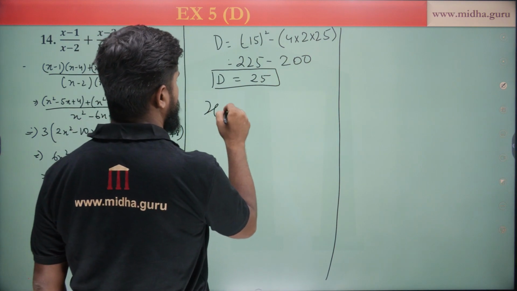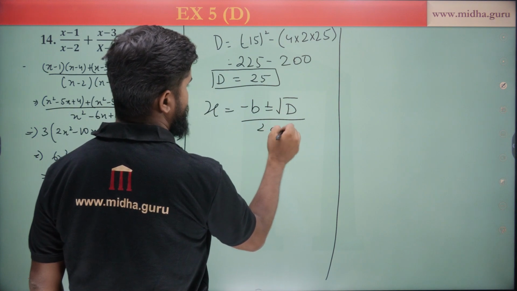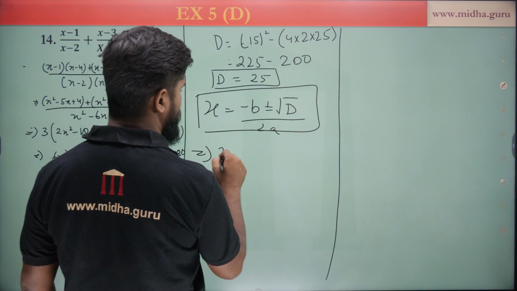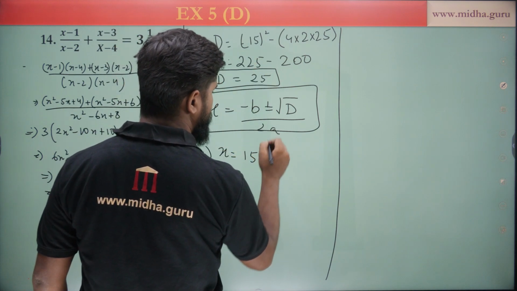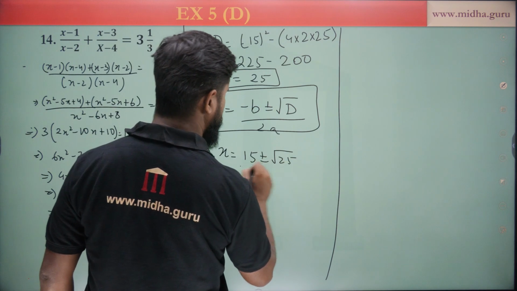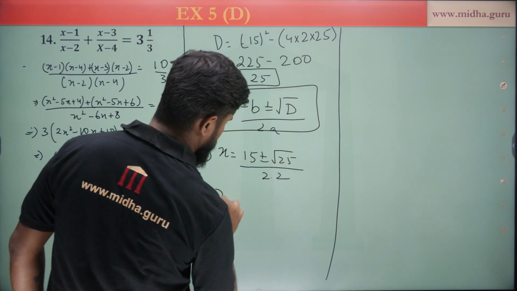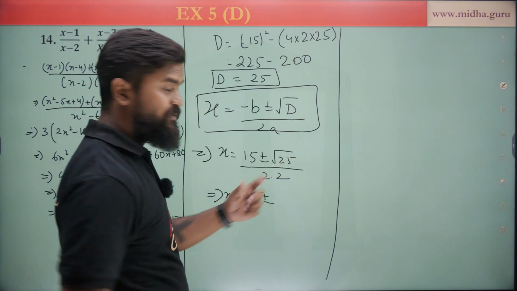Now to solve, we put in the quadratic formula and then we just substitute the values of b, d and a. So we get minus of minus 15, which will become 15, plus or minus the root of 25, divided by twice of a, which will become 2 into 2, that is 4. So we have x is equal to 15 plus or minus the root of 25 being 5, we write down here 5 by 4.